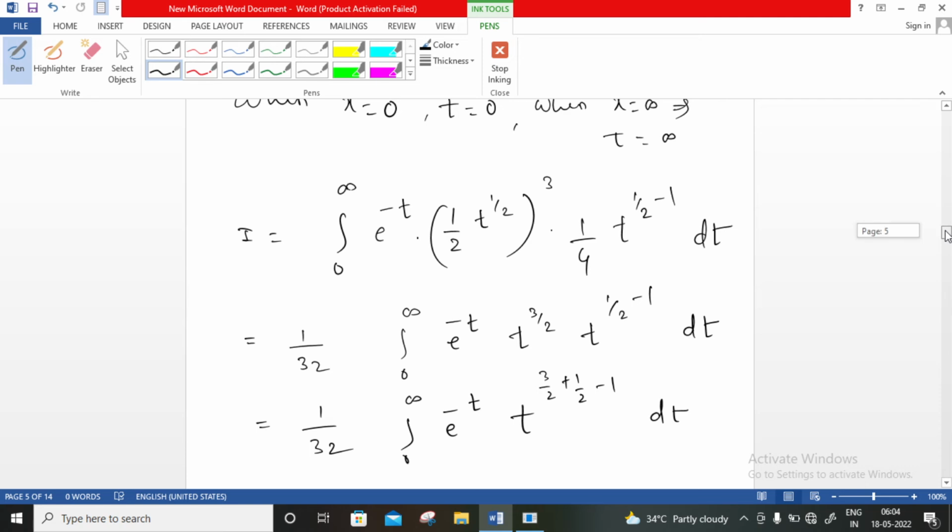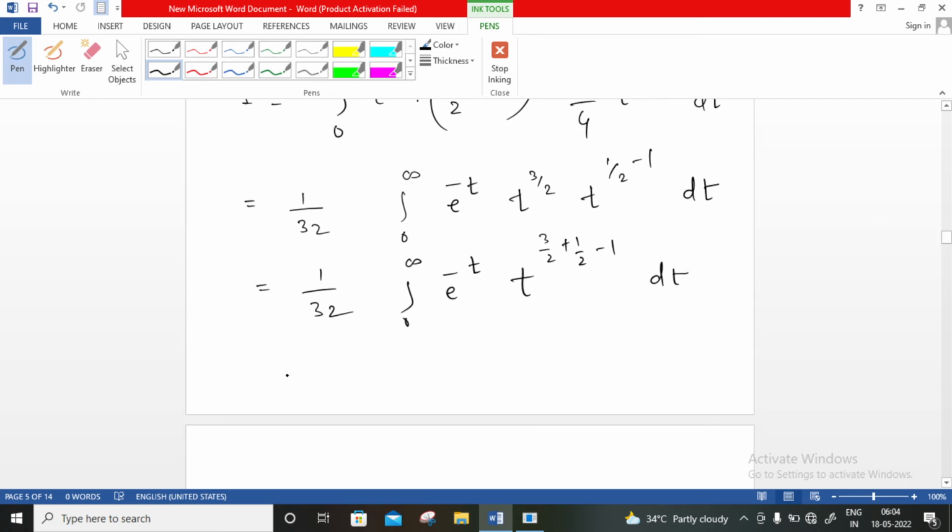Again here the denominators are the same, 2, so you take the denominator common and add the numerators. e^(-t) t^(4/2). 4 by 2: take a 2 common, so 3 plus 1 is 4, and 4 upon 2 gives you 2. Minus 1, dt. Why do I write this term minus?